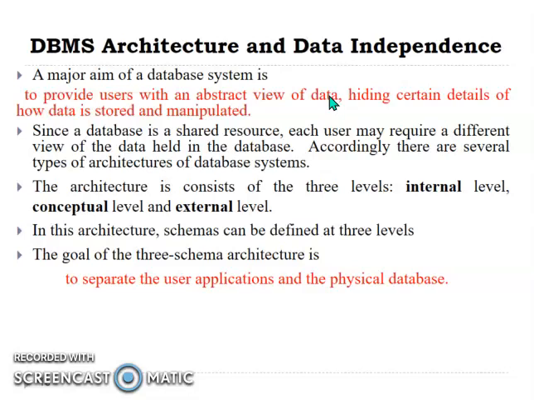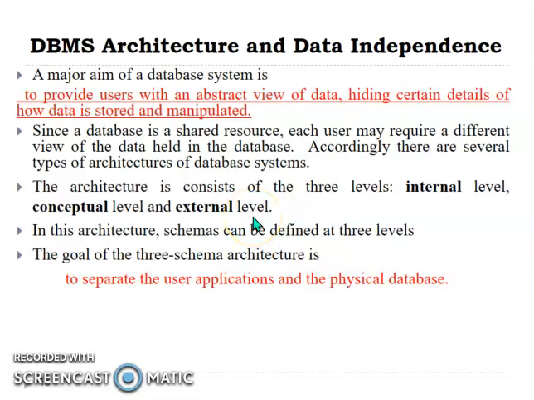Accordingly, there are several types of architecture of a database system. According to database management system, we have a three-level architecture. The first is the internal level, or the physical one. The second is the conceptual level, or the designing model. The third is the external level, or the view part of the database system.